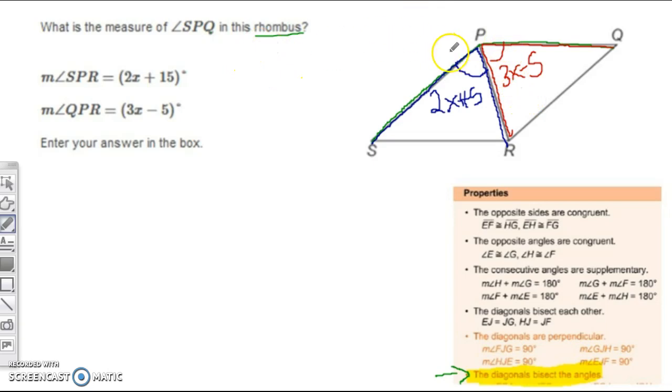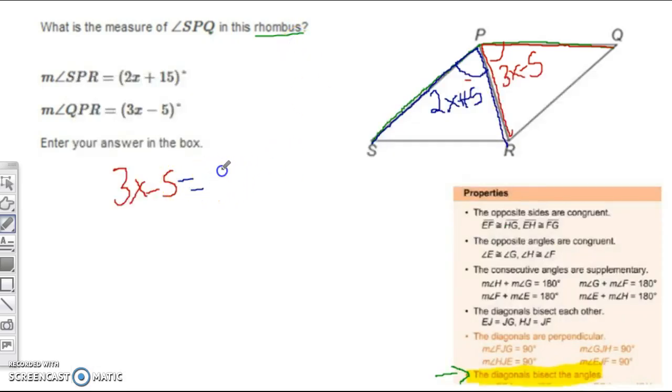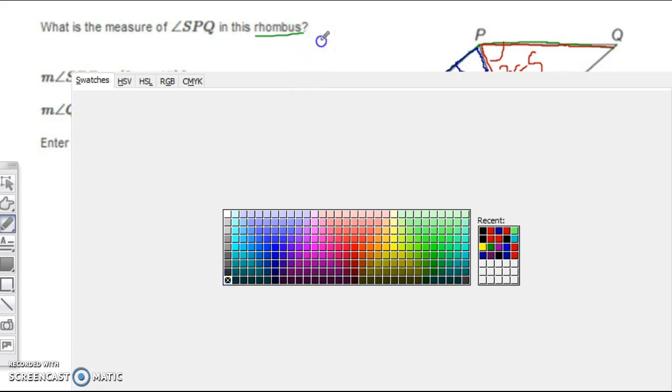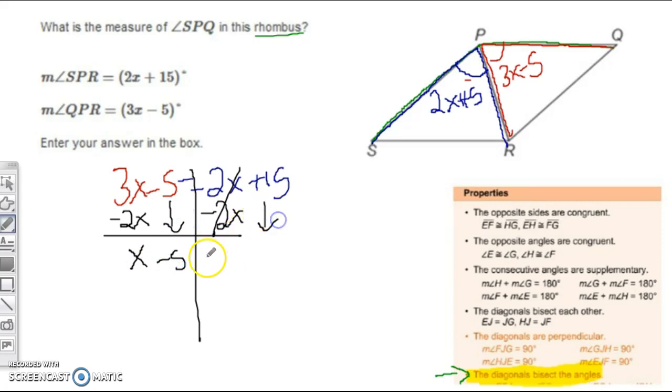So because it's a rhombus and because we know that that diagonal is going to bisect the angle, we can set those two pieces equal together. So we can say 3x minus 5 equals 2x plus 15. And then we can solve it. So I'm going to move all my x's over here. So I'm going to get rid of 2x. Since it's positive, I'm going to make it negative. 3x minus 2x is 1x. I'm just going to bring down the minus 5, and I'm going to bring down the 15.